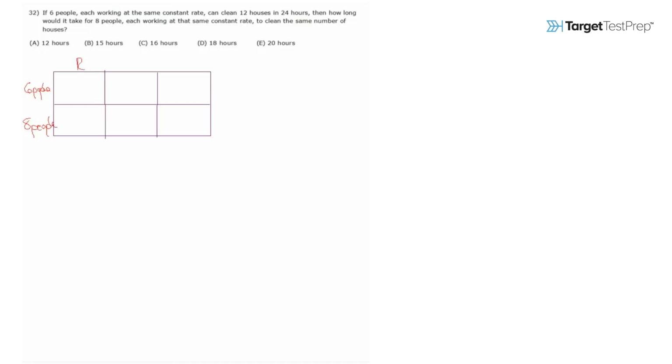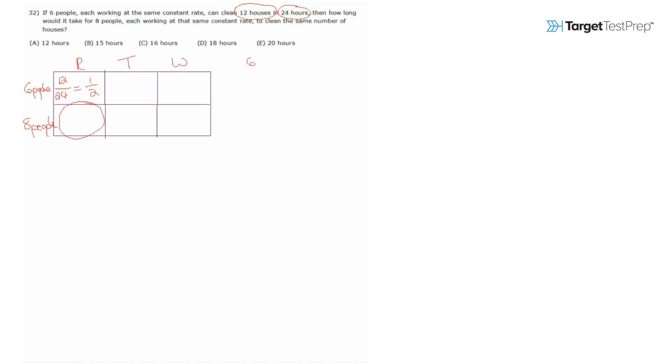So we have a rate, a time, a work, and we see that 6 people, each working at the same constant rate, can do 12 houses in 24 hours. So 12 over 24, that's 1/2 is the rate. And next, we're trying to determine the rate for the 8 people. So once again, we want to use our proportion.